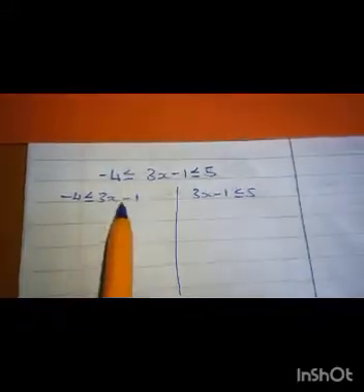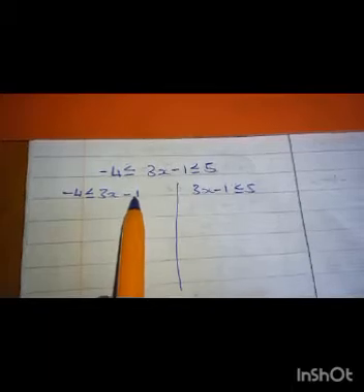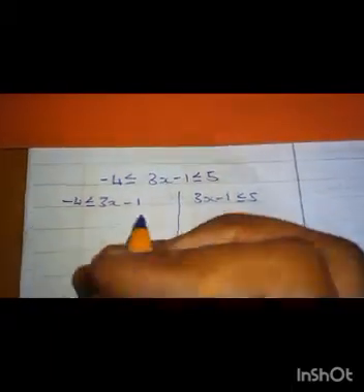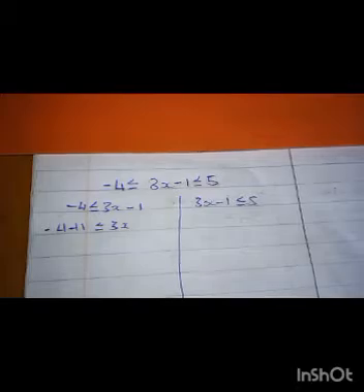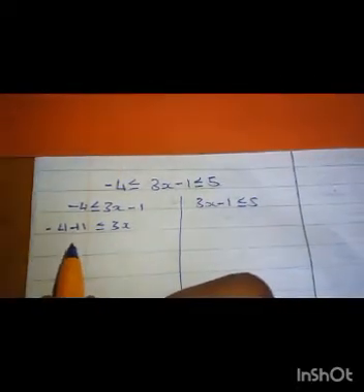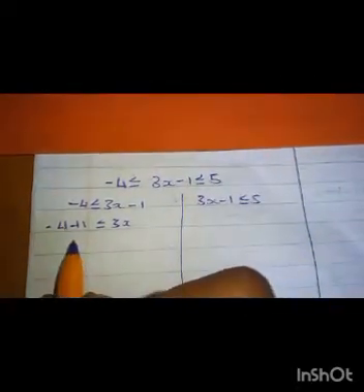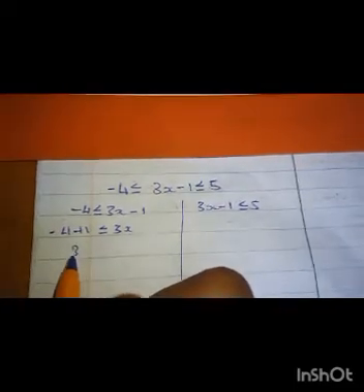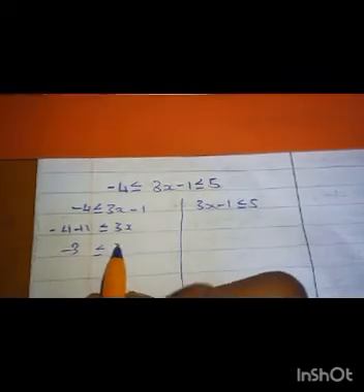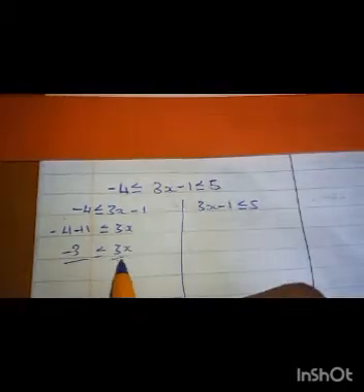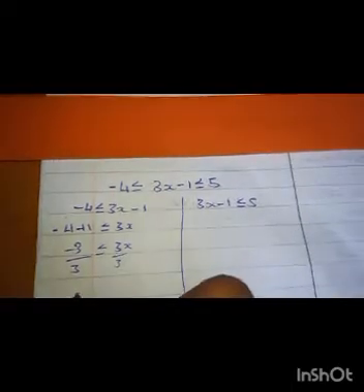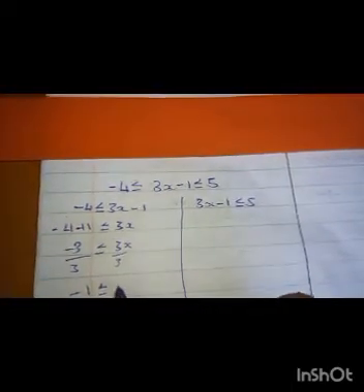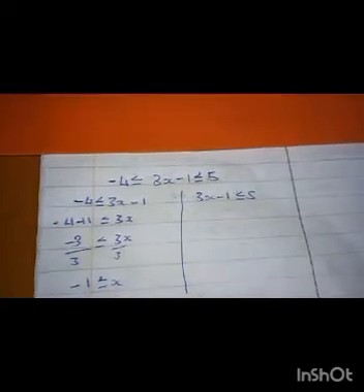Okay, so let's start with this side. We're going to take the 1 to the other side. We're going to have 4 plus 1. The 1 changes the sign as it crosses this line, and then we're going to have 3. Then we divide both sides by 3, and x is greater than or equal to 1. Okay, that's the first answer.